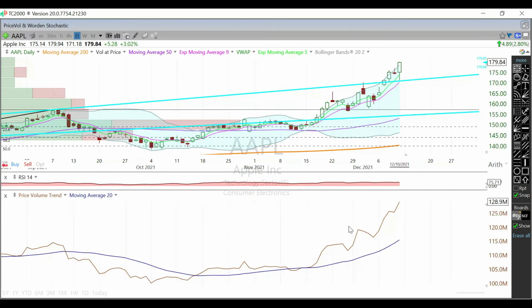So again, it just shows you the strength of the move, the strength of the trend, or the weakness of the trend, the weakness of the move. You're looking for divergences, which tell you where the smart money is going, and whether it's flowing in or out of that stock. So that is the price volume trend indicator.